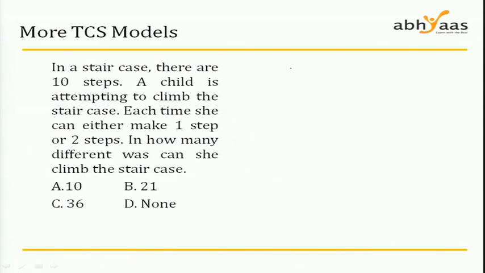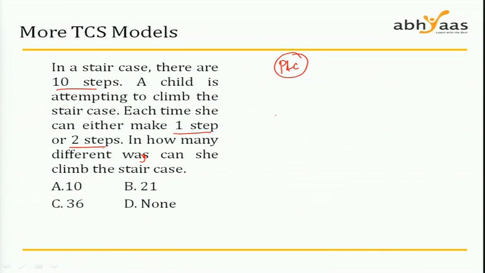This is a classic permutations and combinations question, and we have done many of these in our class already. Let's take a look at this. In a staircase, there are 10 steps. A child is attempting to climb the staircase. Each time she can either make 1 step or 2 steps. In how many different ways can she climb the staircase?